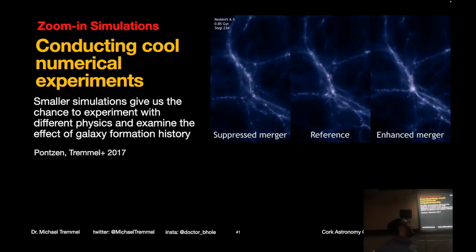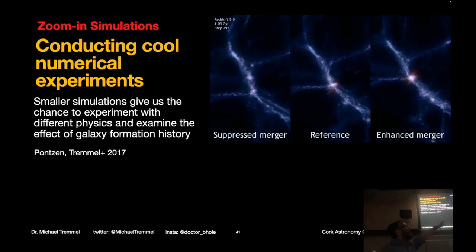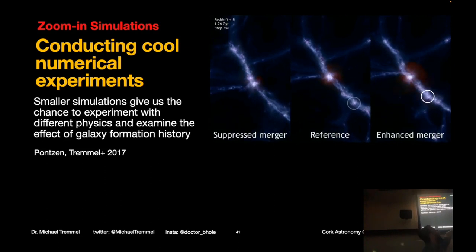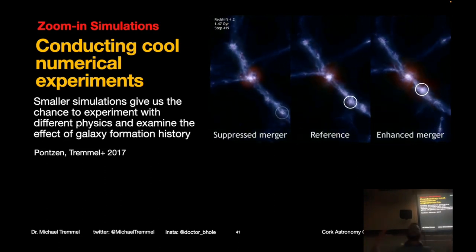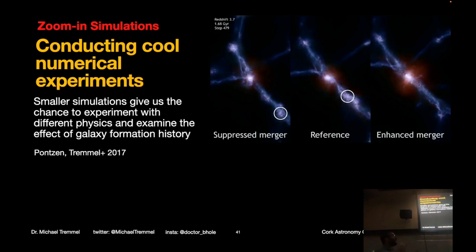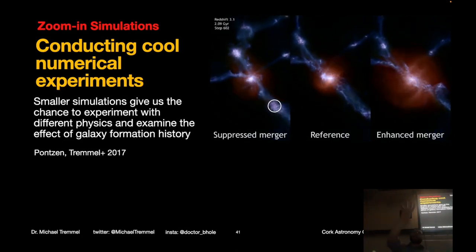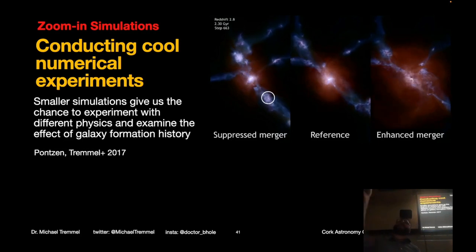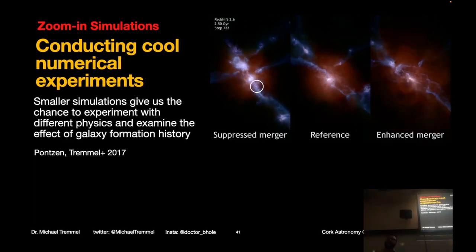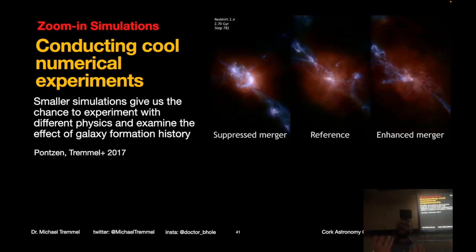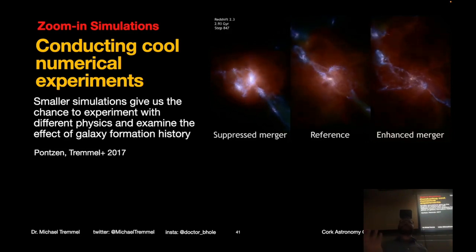We can change something about its history. So in this case, I have my galaxy, and I take a merger event, and I enhance that merger event. I make it bigger. I make it happen a bit sooner, and it's a bigger event. And then on the left, I actually dial it down. I turn down the mass of the merger, make it smaller, make it happen later. And I can see, how does this change affect my galaxy?